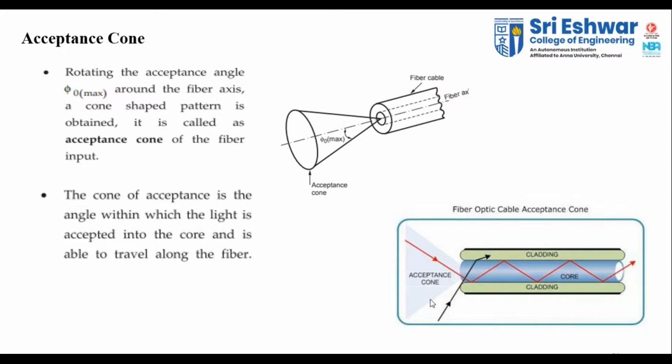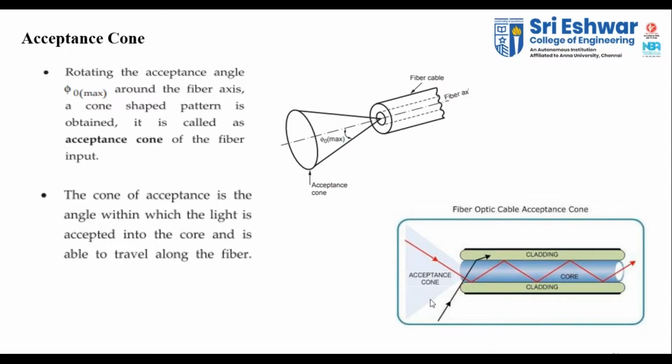Okay, why the acceptance cone? From which angle can we give the input, what is the minimum angle, what is the maximum angle, we have to discuss. Because in single mode, no problem, because the input angle is 0. But in the case of multi-mode operation, multiple rays are entered.